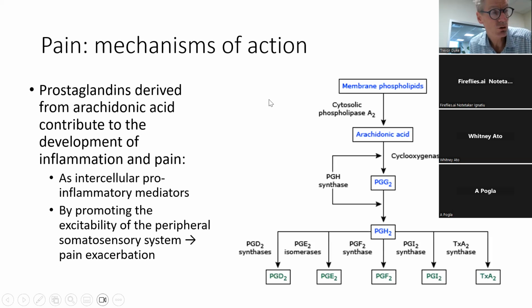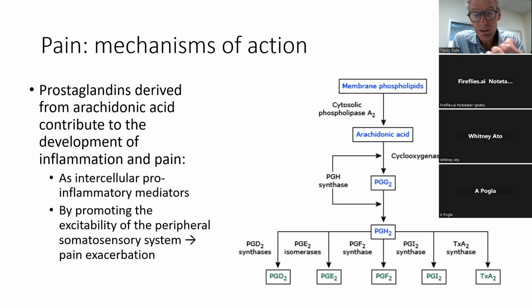I wanted to briefly talk about the mechanisms, the physiological mechanisms for pain. I mean, again, this is something that you could be asked at a part 1 level, but it's useful to know because the basic analgesics have an effect on these physiological mechanisms.